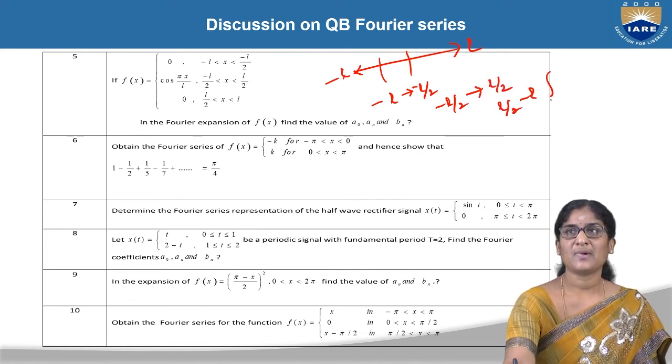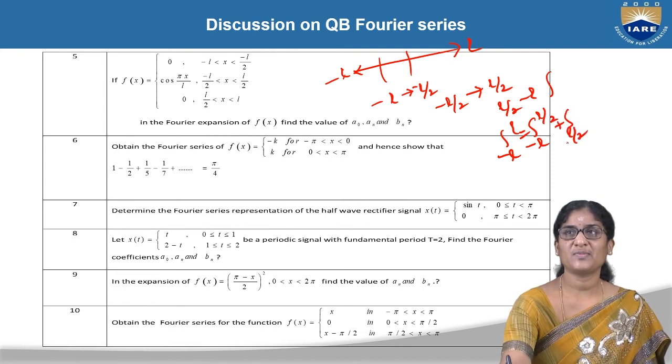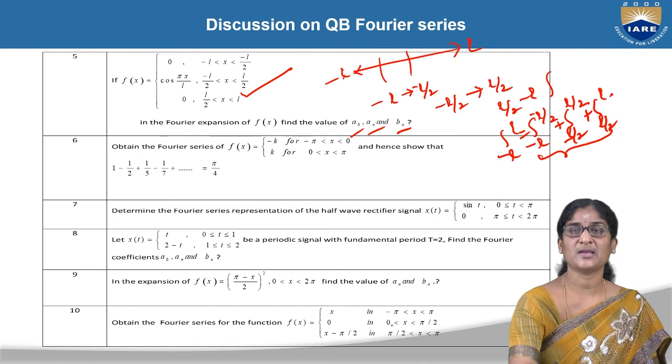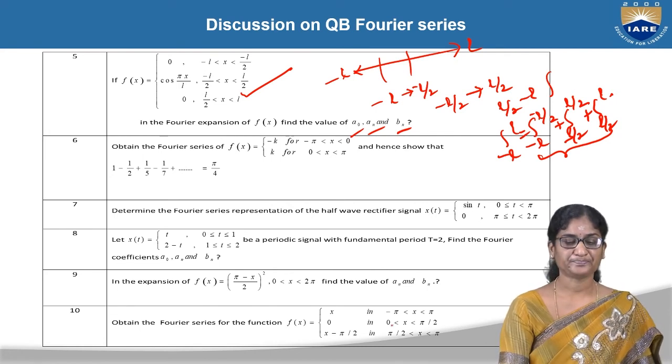So the total interval, minus L to L, has to be split up into minus L to minus L by 2, minus L by 2 to plus L by 2, and the third part, L by 2 to L. So we need to work out three parts of the integration for this type of discontinuous form for A0, An and Bn. It's a very lengthy problem.